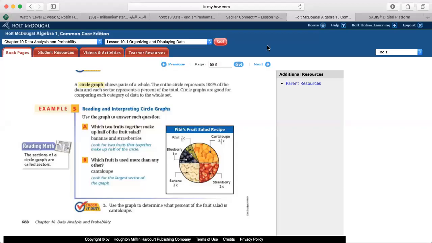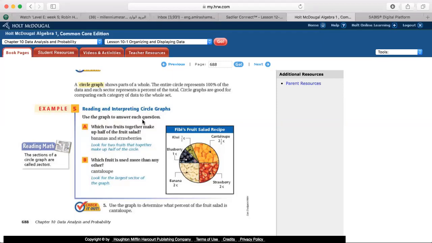Good morning, grade 8. We're going to continue our lesson that we started yesterday, chapter 10, lesson 1 in Algebra 1, organizing and displaying data. We learned the bar graph, the double bar graph, the line graph, and the double line graph. Today we're going to learn the circle graphs. So page 688, reading and interpreting circle graphs.